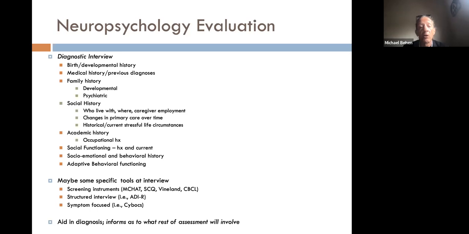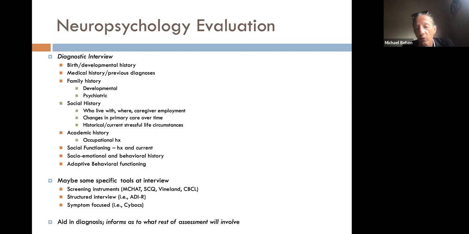And then we go very in depth through the academic history, right? Any history of problems in learning across any of the years that the individual has been in school. What have teachers thought those problems might be related to? What are any behavioral concerns in school? Any trouble sustaining attention in class? Things like that.